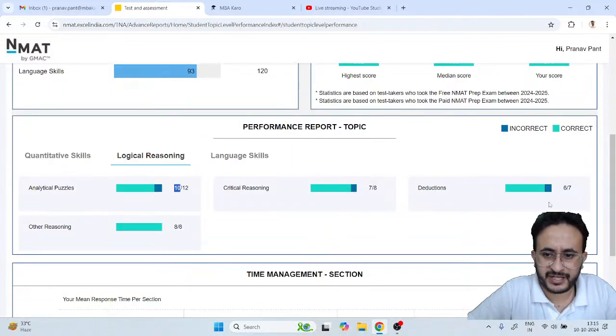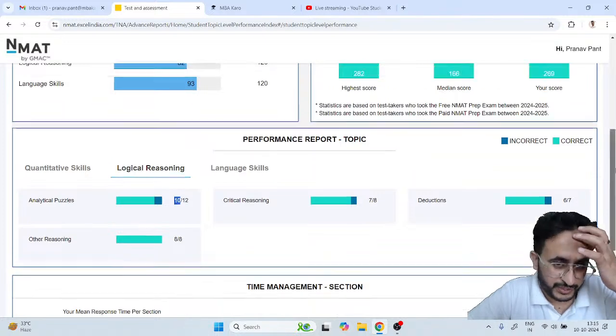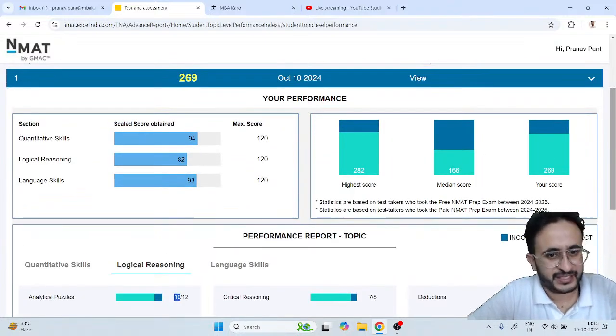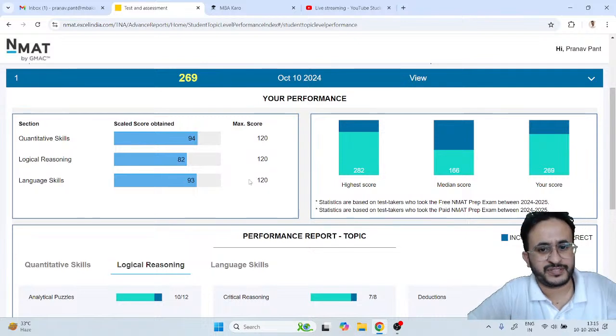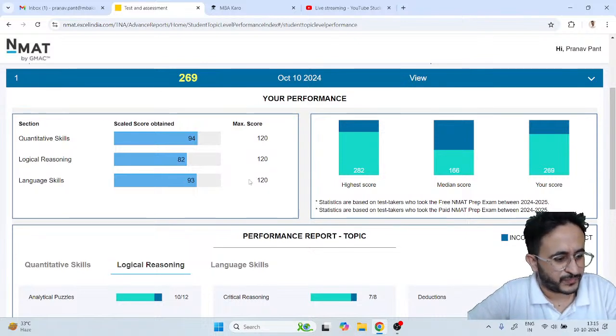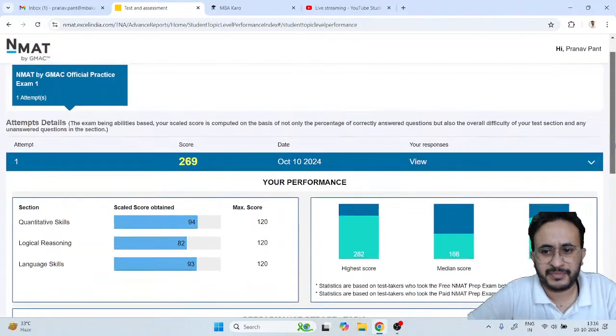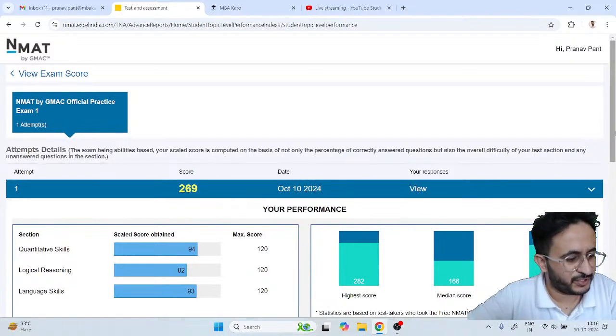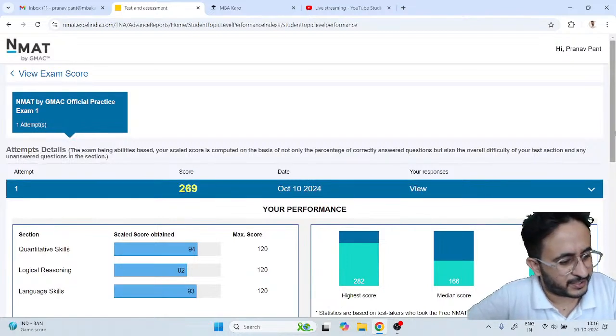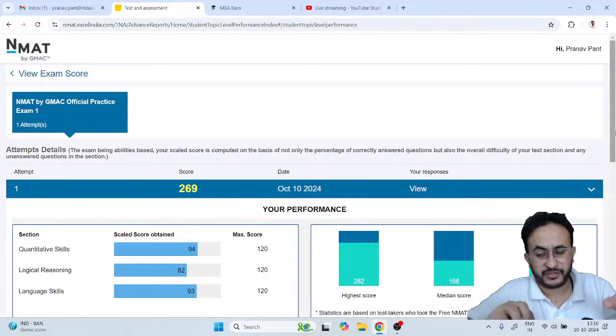2 here, 1 here, and 1. So with 4 incorrect, the score is scaled too low. 82 is very less out of 120. It should have been somewhere in the 90s at least. Okay, so scoring is completely unknown. ठीक है, किसी को पता नहीं होता कैसे स्कोर करते हैं. So don't worry about that part.